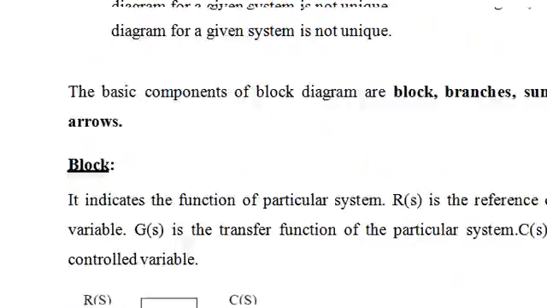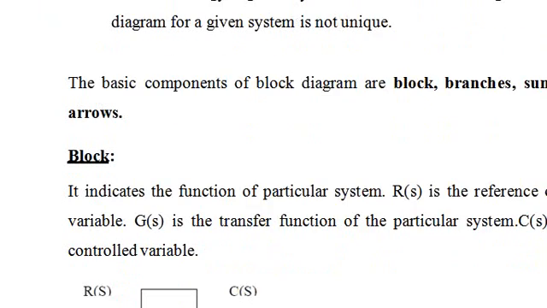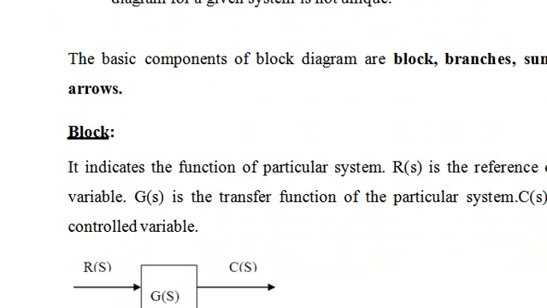Here we need to know the basic components of a block diagram: functional block, branches, summing point, and arrows. First we should know the meaning of a block or functional block. It indicates the function of a particular system. R(s) is the reference or controlling variable, and G(s) is the transfer function of the particular system. Then C(s) is the output or controlled variable.